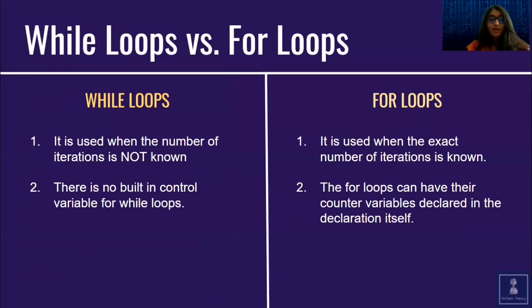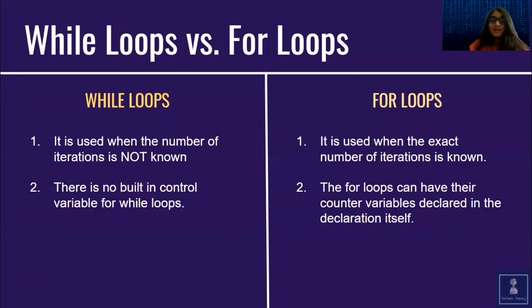Okay, so now we have the differences between while loop and for loop. So we know while loops are used when the number of iterations is not known, and the for loop is used when the exact number of iterations is known. So with a while loop, you just know a condition, you don't know how many times you have to run the loop. So then it's preferable to use a while loop.